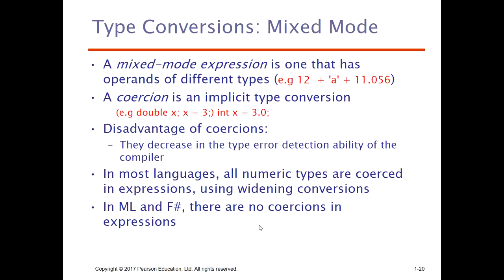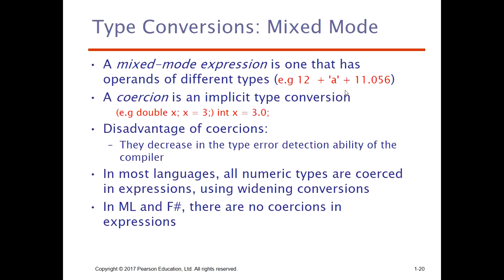Mixed type conversion, or mixed mode conversion, has operands of different types. For example, you have an integer, a character, and a floating point. This example shows the value 12 plus a plus 11.056. These are three different types: an integer, a character, and a floating point. So you can add them together. You might not predict the result of this expression, but it is allowable in many programming languages, including C-based languages.